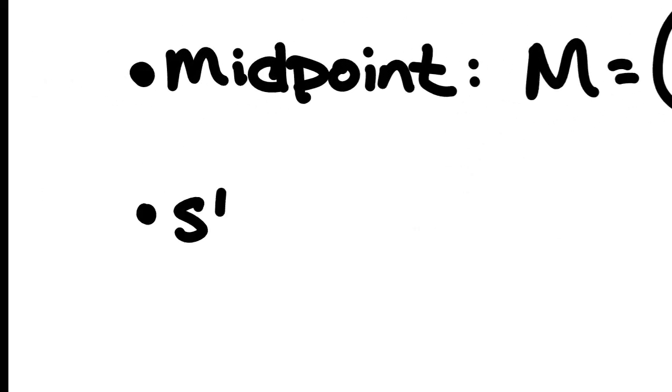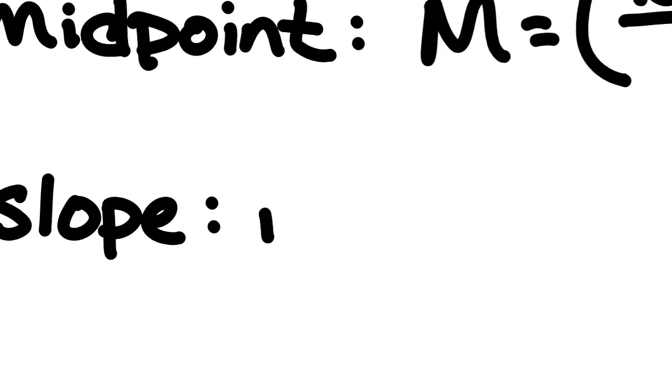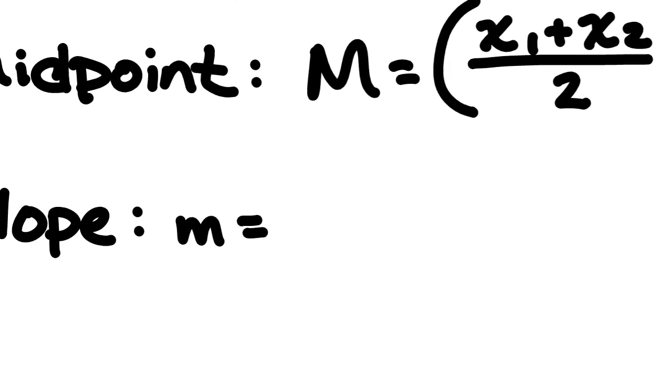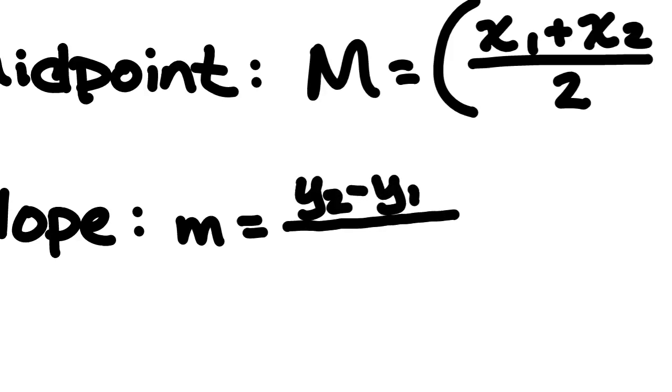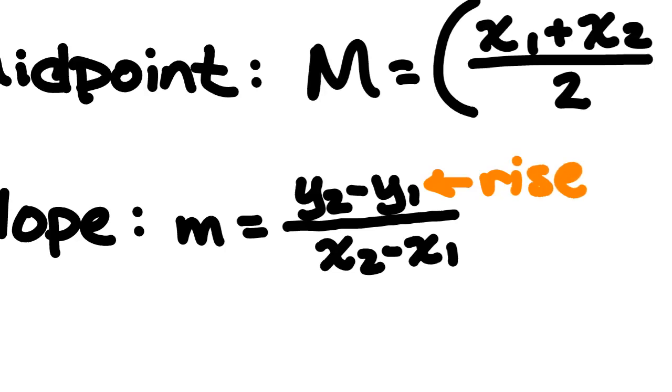Slope. Slope usually gets represented by a lowercase m, not an uppercase m. I don't know why math recycles that stuff. To find slope, y2 minus y1 over x2 minus x1. That numerator is your rise. The denominator is your run.